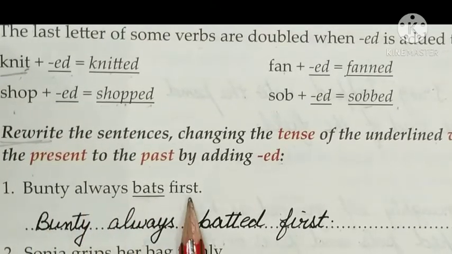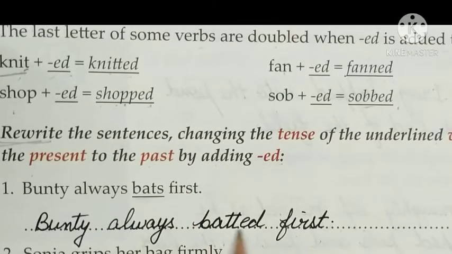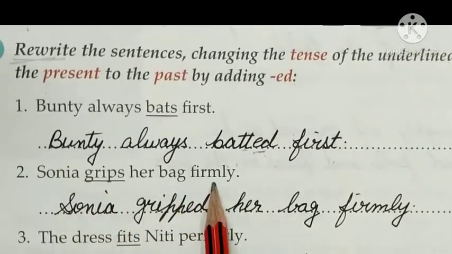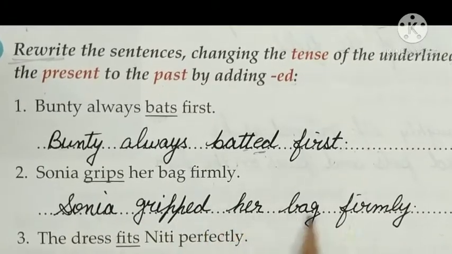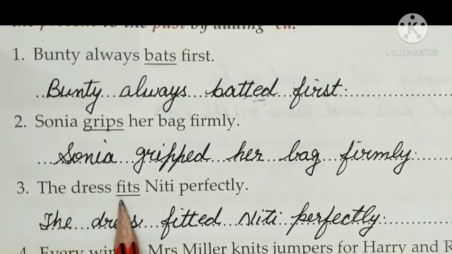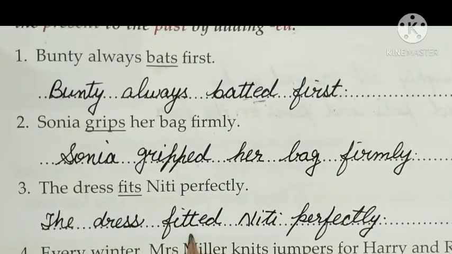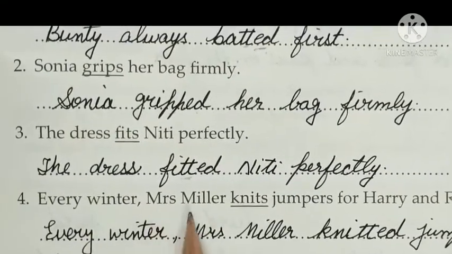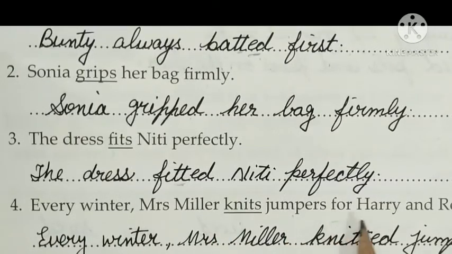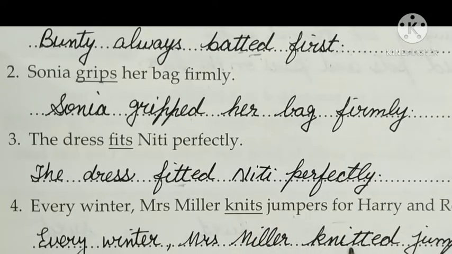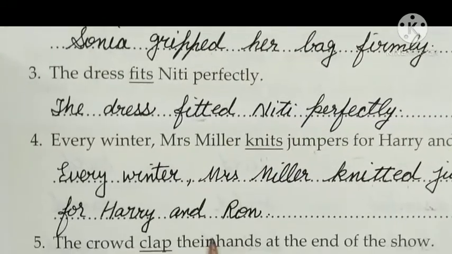Bunty always bats first. Bunty always batted first. Now see, T is doubled, and then ed is added. Batted. Sonia grips her bag firmly. Sonia gripped her bag firmly. Gripped. Okay. The dress fits Neeti perfectly. The dress fitted Neeti perfectly. Double T, ed. Every winter, Mrs. Miller knits jumpers for Harry and Ron. Every winter, Mrs. Miller knitted, K-N-I-T-T-E-D, jumpers for Harry and Ron.